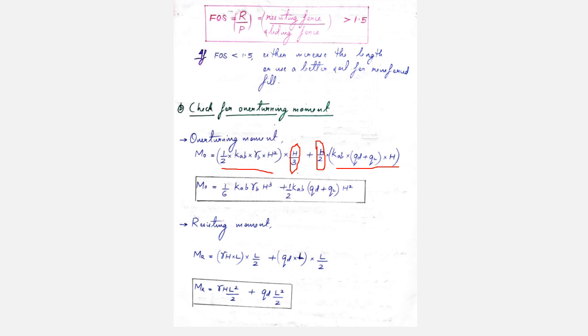Now this force into distance will give you the total overturning moment which can cause the rigid block to overturn about its base. So this is the total overturning moment.